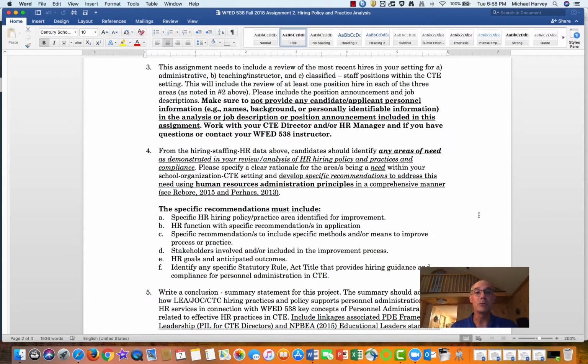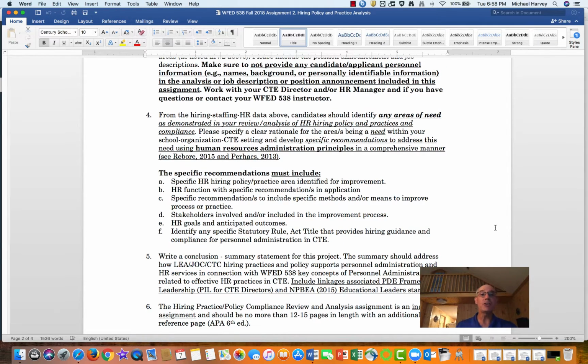around these issues. The other thing that I think is important is that in your review, item number 4 takes a look at, are there any areas of need as identified in your review and your analysis? Please be specific, providing a clear rationale with the need within your school organization, and then develop a specific recommendation or recommendations to address this that could be used in HRD principles.